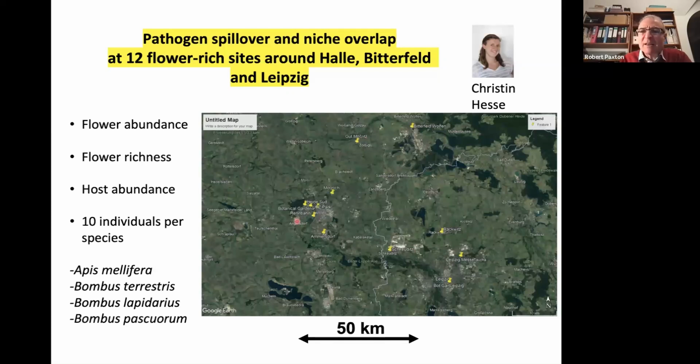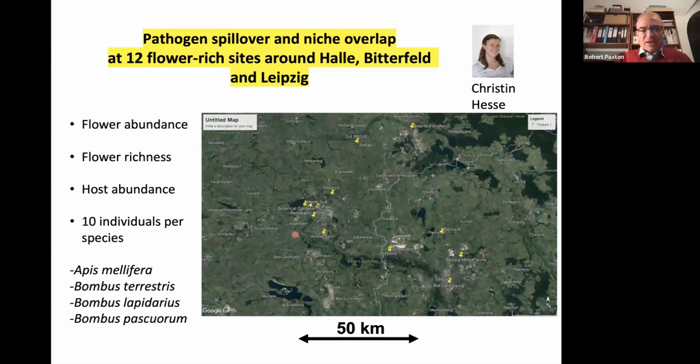And I'd like to thank Christine Hesse, a master's student, for undertaking this research. She visited these 12 sites, collected 10 honeybees, 10 of Bombus terrestris, the common bumblebee, 10 of Bombus lapidarius, the red-tailed bumblebee, also common, 10 of Bombus pascorum, the brown bumblebee, or the common carder bumblebee, all 3 common bumblebees. So these 4 species she collected at each site.